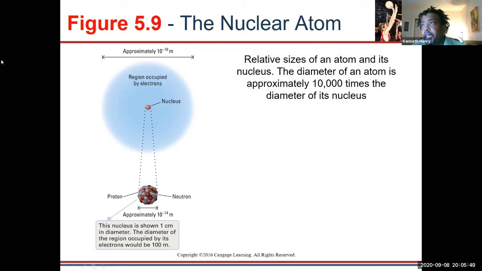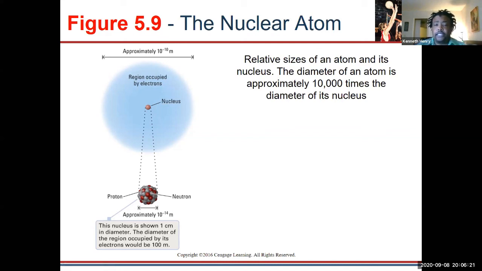Okay, so look at the size of the atom. The size is approximately 10 to the minus 10 meters. The size of your nucleus is 10 to the minus 14th meters. So your nucleus is really, really tiny, but dense and compact, whereas your atom as a whole is pretty big, right? If you compare your atom to your nucleus, it's about 10,000 times larger.